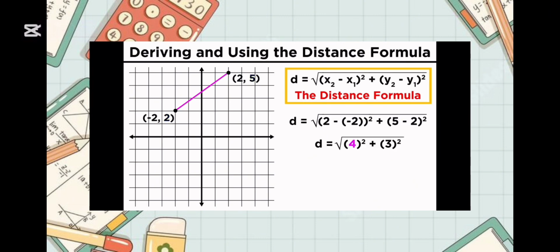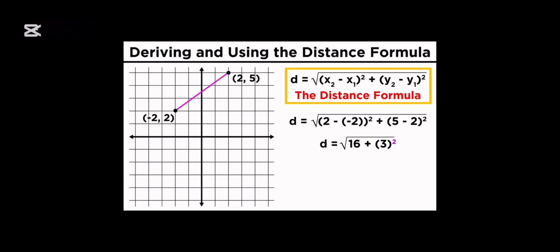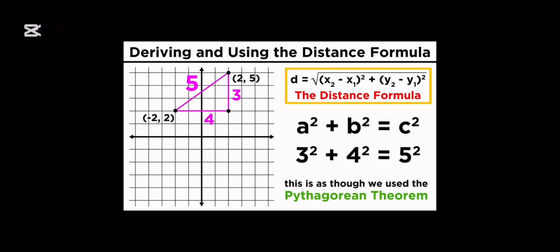That gives us 4, which squared is 16, and 3, which squared is 9. Add them up and we get 25. Take the square root, and that gives us 5 for the distance. This is the same value we would get if we constructed a triangle and performed the Pythagorean theorem.